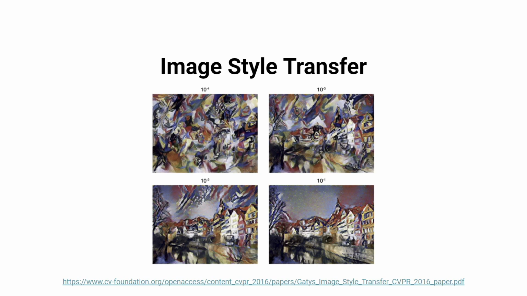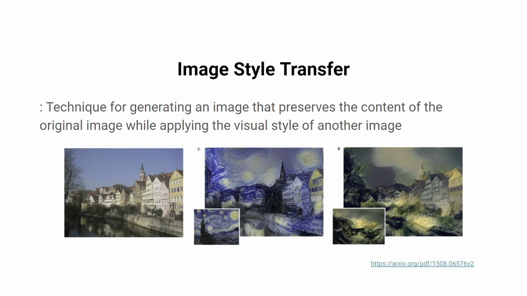Most of the explanations of image style transfer will be based on the CVPR 2016 paper, Image Style Transfer Using Convolutional Neural Networks. Image style transfer is a technique for generating an image that preserves the content of the original image while applying the visual style of another. The three images below show an example of style transfer. Left is the content image and the other two are created by applying a specific style onto that content image.